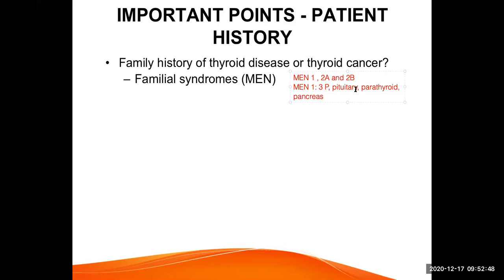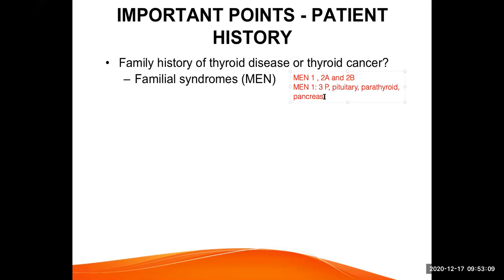From the pituitary, it is pituitary adenoma. From pancreas, they are pancreatic adenoma. And from the parathyroid gland, usually it is known as parathyroid hyperplasia. Parathyroid gland is bigger in size, and it is producing too much hormone. So this is MEN1.